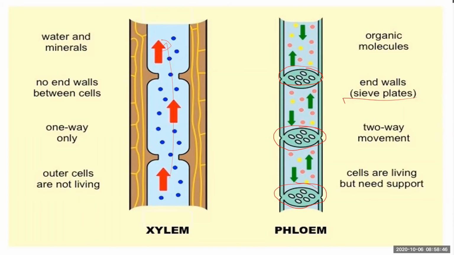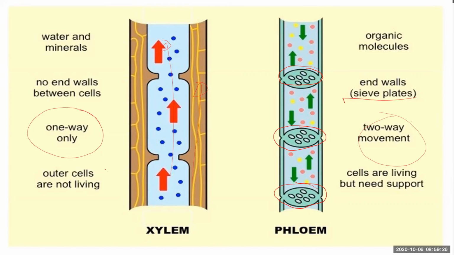In terms of movement, xylem is one way. Its movement is only upward. Its main goal is to push the water from the roots to the leaves. While phloem is two-way, because it can move up and it can also move down. So it can go to the roots to provide the roots with food. It can go to other parts of the stem to send food to the other parts of the plant.